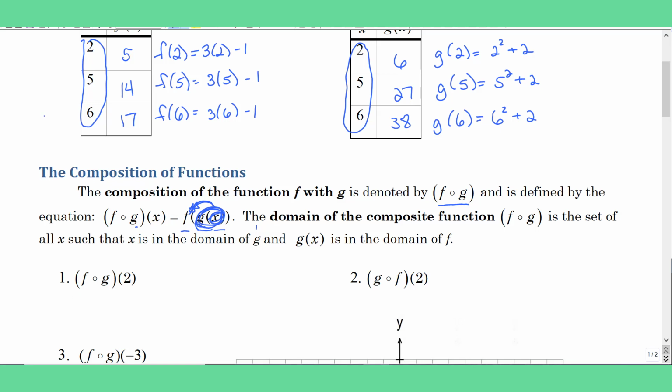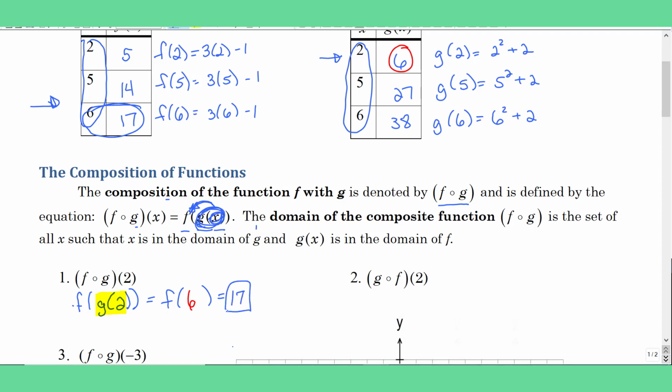And again, we're going to use these functions above. So we're asked to find f of g of 2, meaning we need to find g of 2 first. Start from the inside out. Think about parentheses. Well, if I go up here, I already found g of 2. G of 2 was 6. So now I go to my f function and I want to evaluate f of 6. Well, we did that already, and f of 6 is 17.